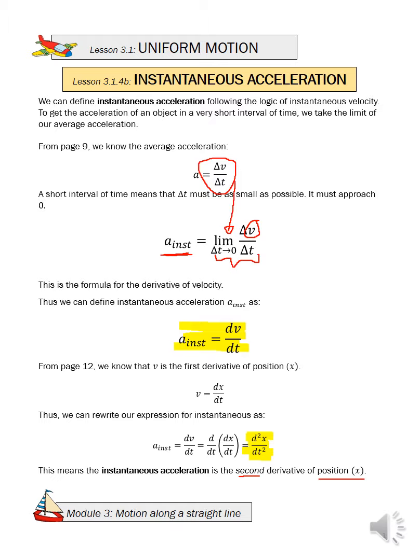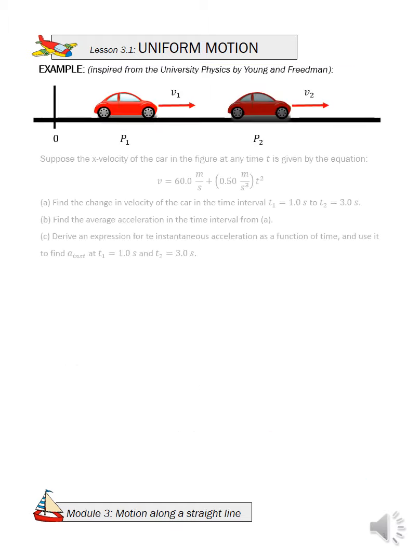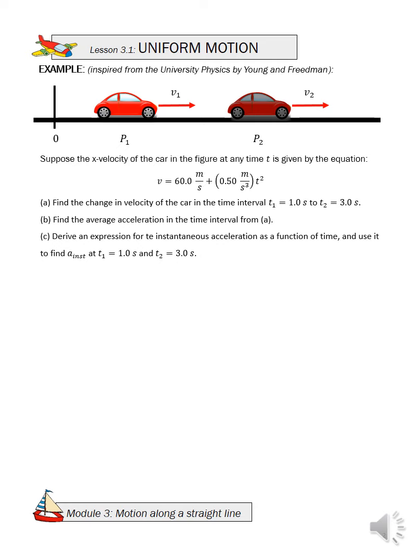All right, let's take a look at an example. This is the example. Suppose the x velocity of the car in the figure above at any time t is given by the equation. This equation of v right here tells us the velocity of our car.